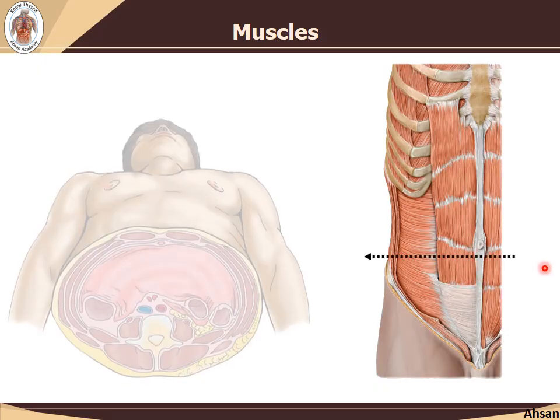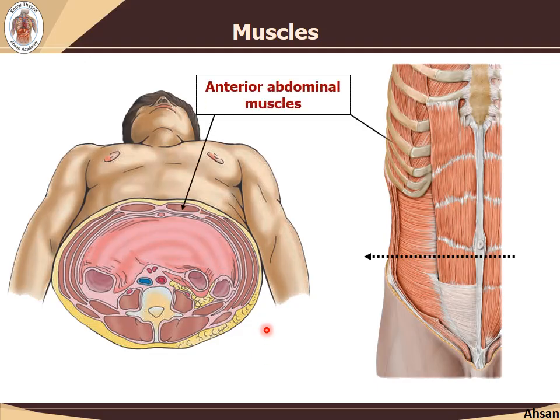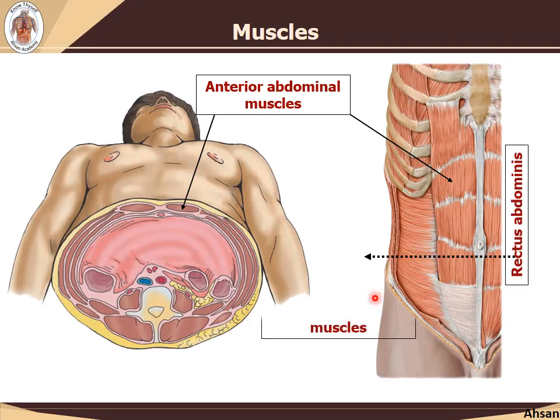You can see this is a photograph of the muscles viewed from the anterior aspect. If we take a section here, we will observe the composition of the wall diagrammatically. In the anterior part, one straight muscle running in a vertical direction is the rectus abdominis muscle, and at the lower part there is a small pyramidalis muscle. These two are considered the muscles of the anterior part of the abdominal wall.